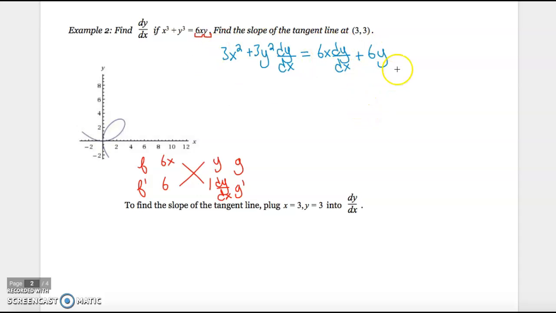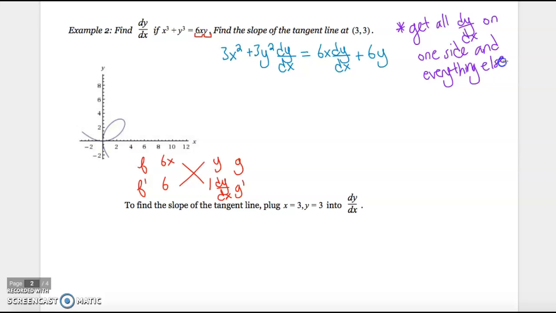Okay, and then this one looks a little bit harder to solve, but as a note to yourself, if you run into a complicated equation that looks complicated to solve, there are a couple of little reminders. I would say get all your dy dx on one side of the equation and everything else on the other side. So now I'm going to do that. I'm going to get everything that has a dy dx on one side of my equation and everything that doesn't have a dy dx on the other side.